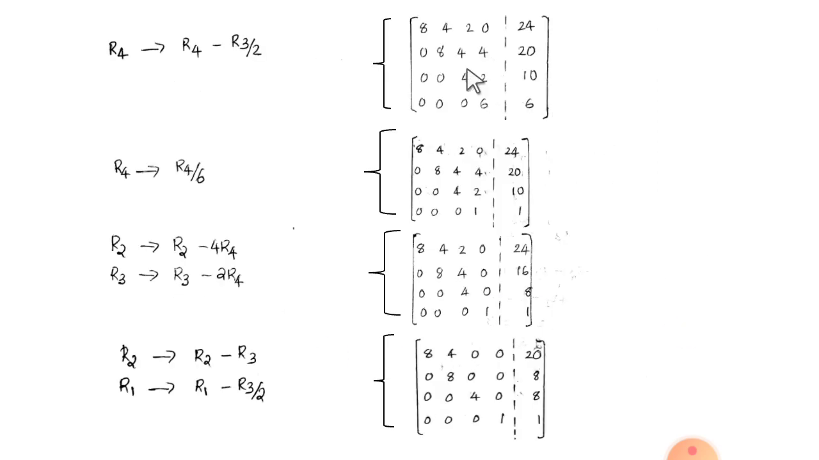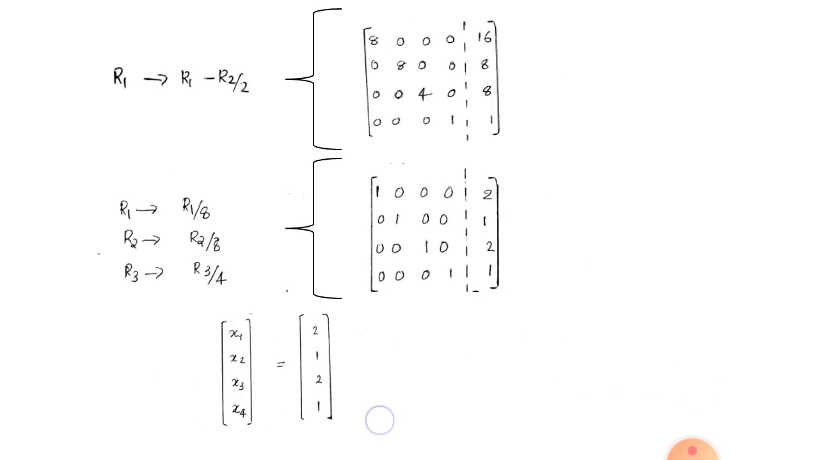Then again to make element under this as 0, you are applying this transformation. To make this element as 1, applying the row transformation, R4 transforms to R4 by 6. After doing this, you have to make the element above this as 0. Okay, above this diagonal element as 0. So for that you apply this row transformation. Then you have to make the element above this 0. So this has to be made 0, this has to be made 0. For that you have to apply row transformation.